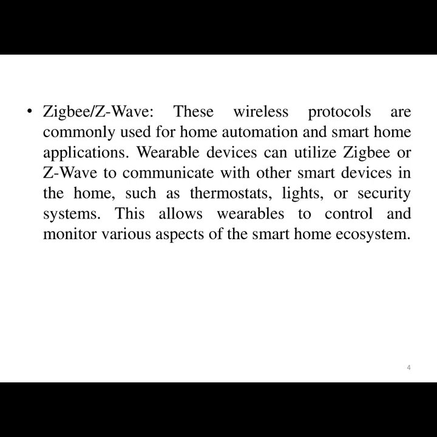Next one, Zigbee or Z-Wave. These wireless protocols are commonly used for home automation and smart home applications. Wearable devices can utilize Zigbee or Z-Wave to communicate with other smart devices in the home, such as thermostats, lights, or security systems. This allows wearables to control and monitor various aspects of the smart home ecosystem.